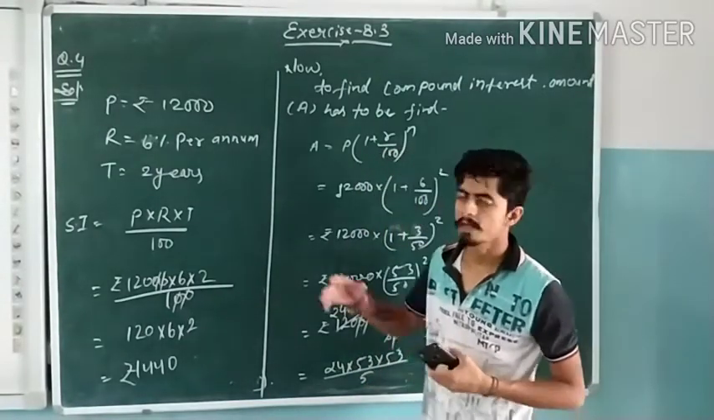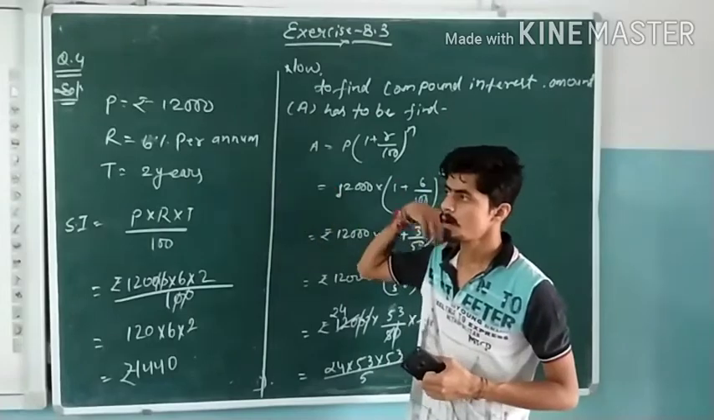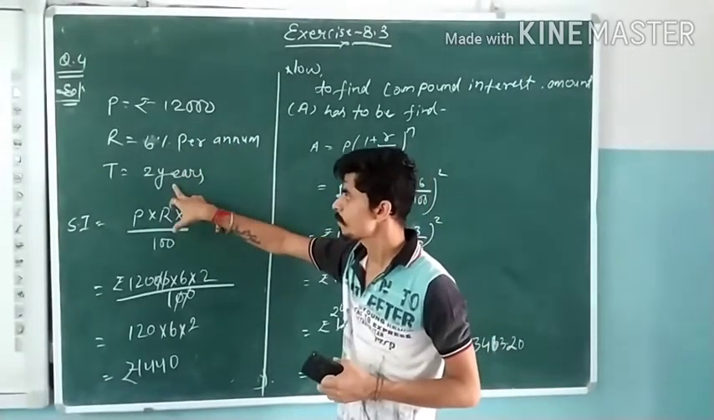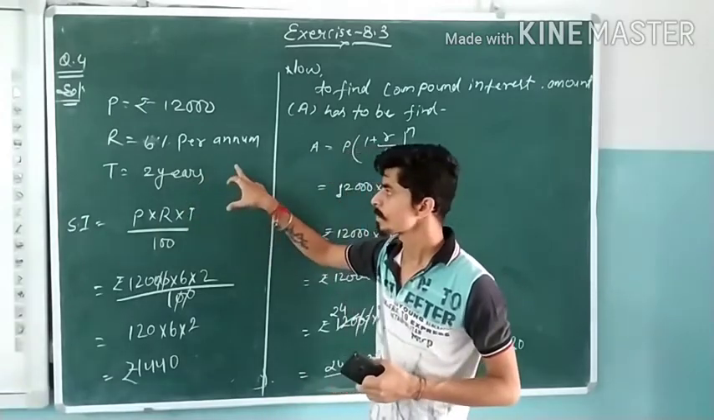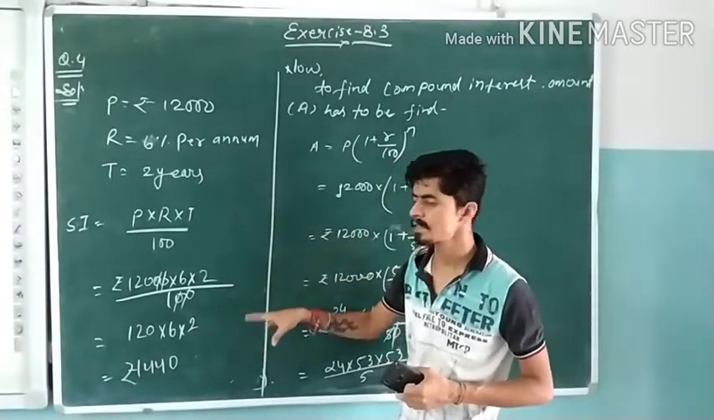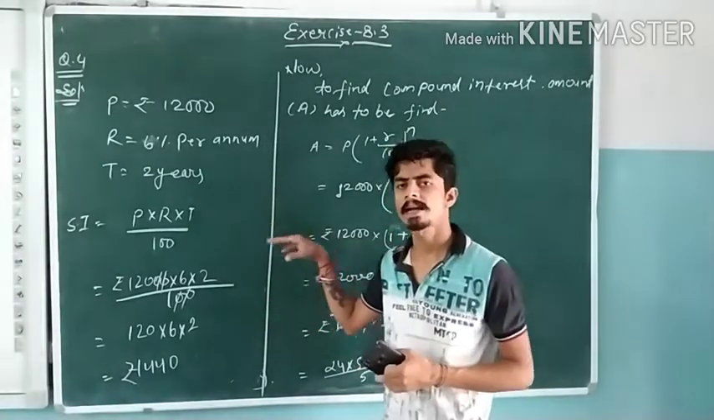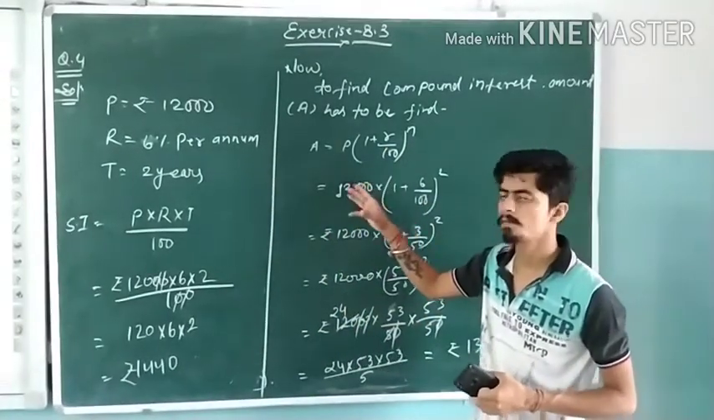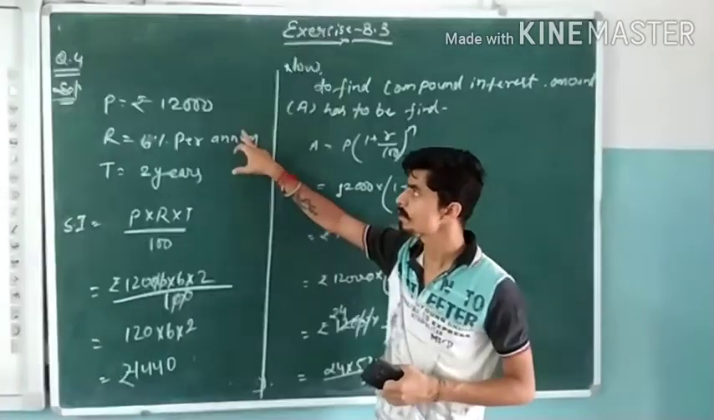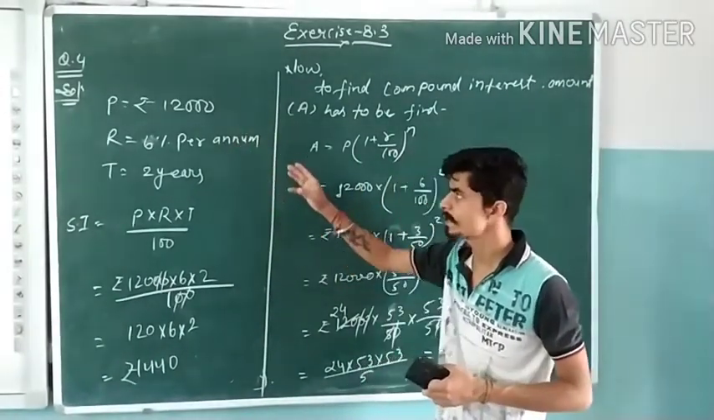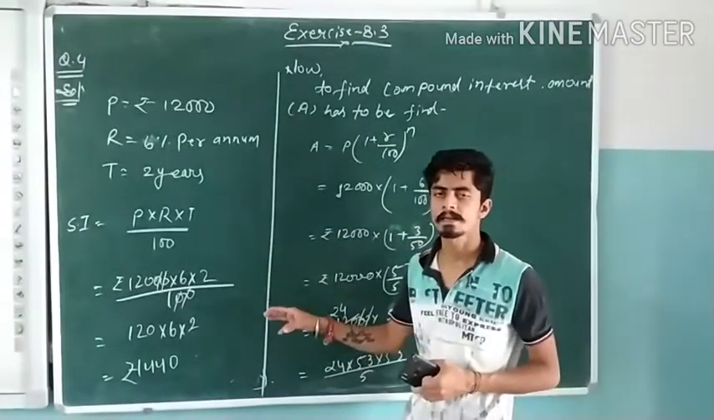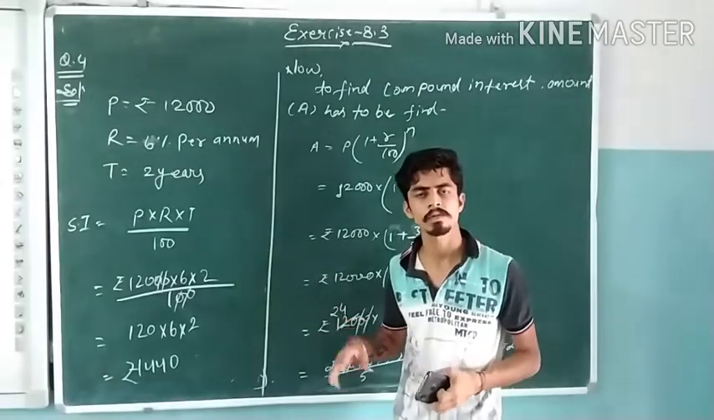a particular amount has been borrowed at the rate of 6% per annum for 2 years. It is given in simple interest, so we have to find the simple interest. Then the question asks, had I borrowed this amount for compound interest, that means we have to find the compound interest for that particular amount at the same rate and the same time. So the amount and the simple interest, both we have to find.